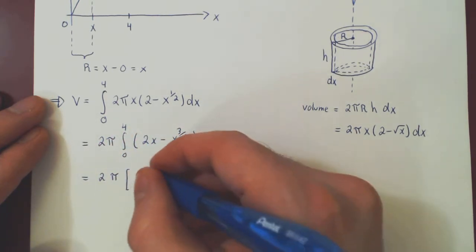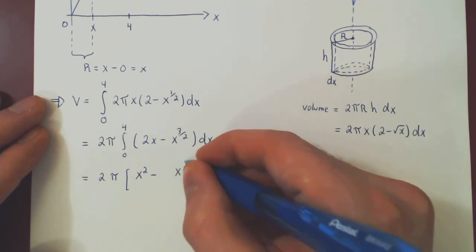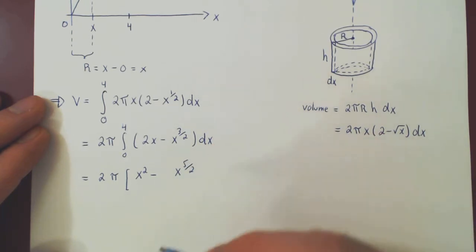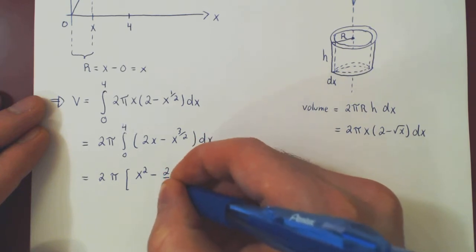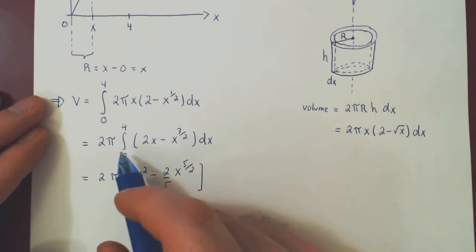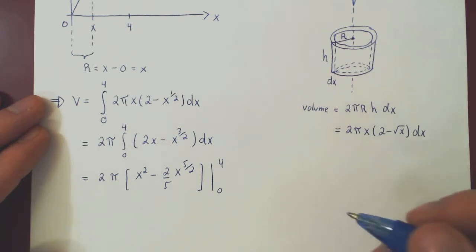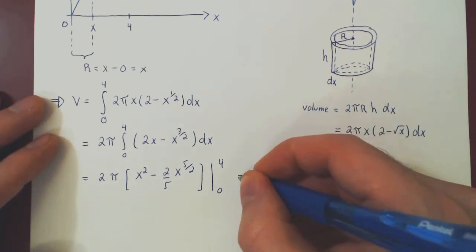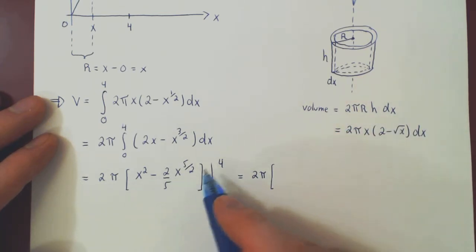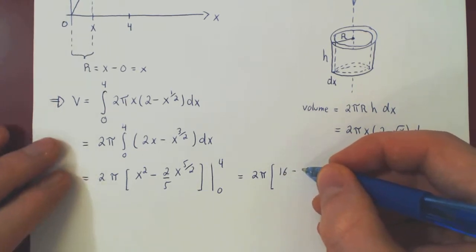Integrate 2x, you obtain x squared, minus, add to 3/2, 1, gives you 5/2. And you must, of course, divide by 5/2, but if you divide by 5/2, you multiply by the reciprocal, which is 2 over 5. This is the antiderivative of the function, and we must evaluate by the fundamental theorem of calculus from 0 to 4. And now we can just plug it in. We have 2 pi, and we evaluate at 4, well, 4 squared is 16, minus 2 over 5.